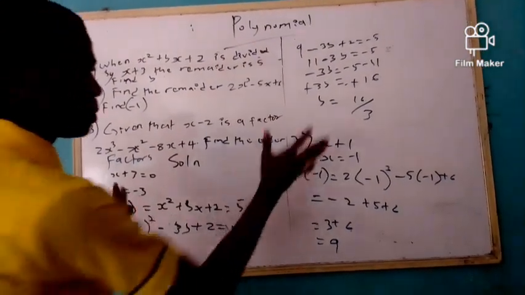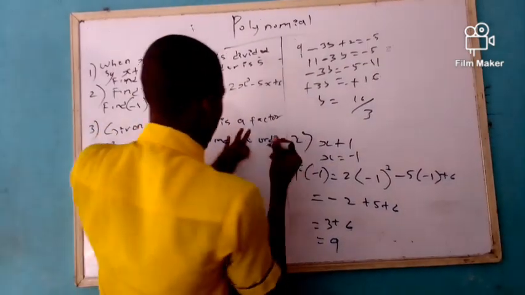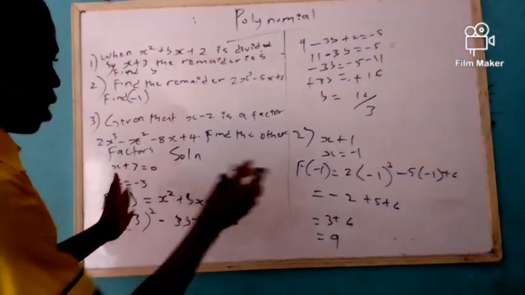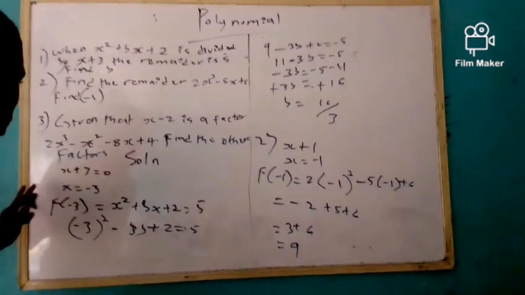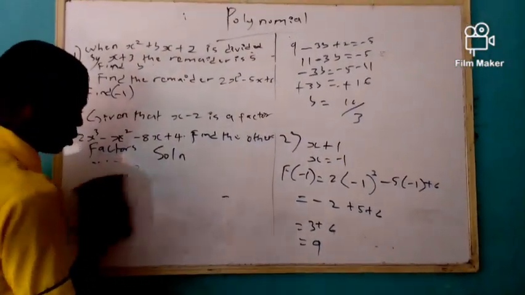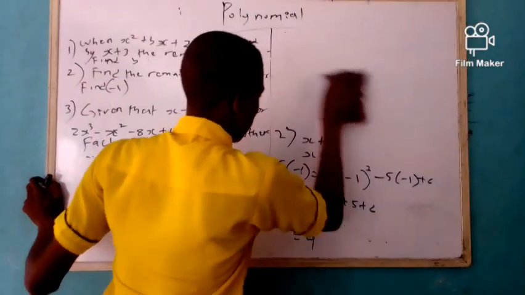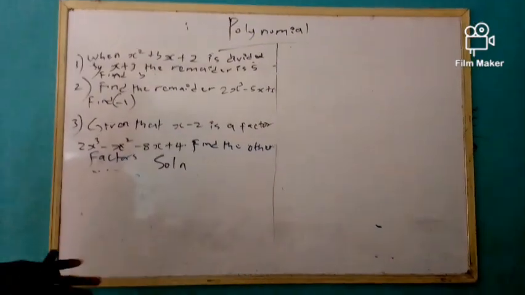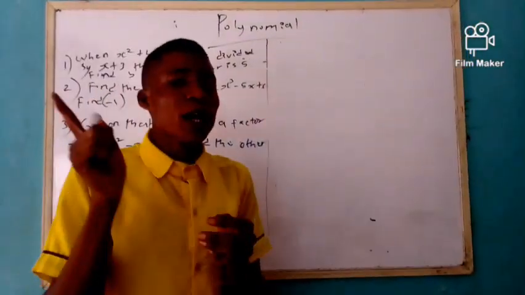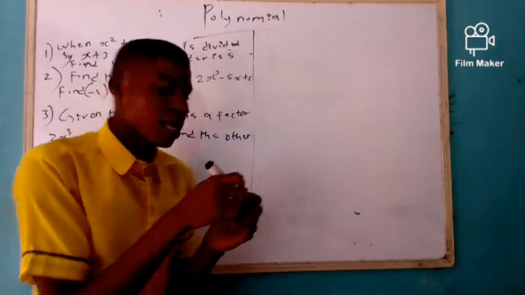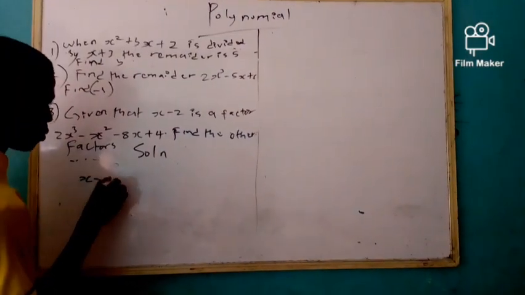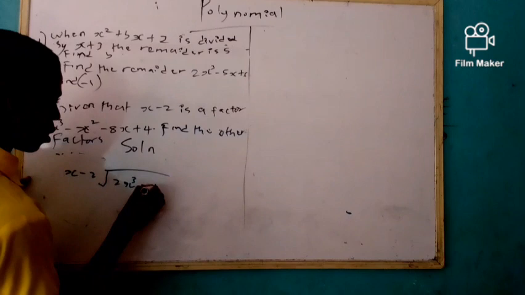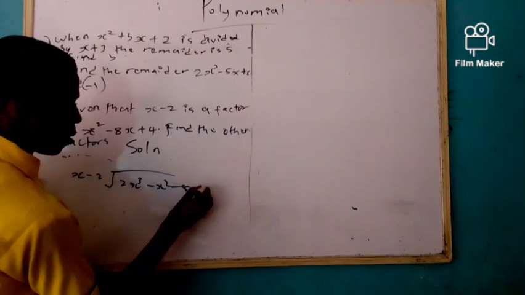So for me to do this now, I hope you understand what we've been doing so far. I'm going to be cleaning this now to solve the third question here. So I have this. Given that x minus 2 is a factor, meaning that our remainder will be 0. So let's solve it now. We divide it by 2. So here we have 2x to the power 3 minus x squared minus 8x plus 4.